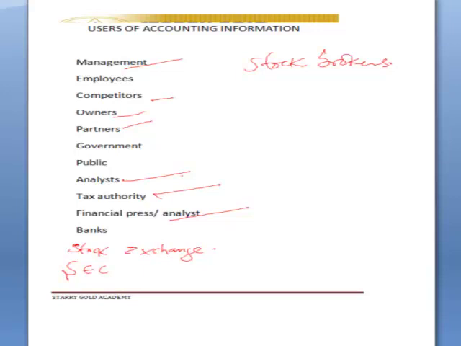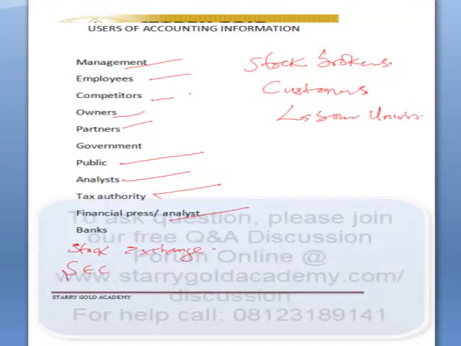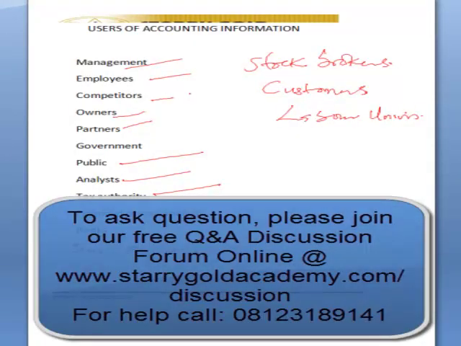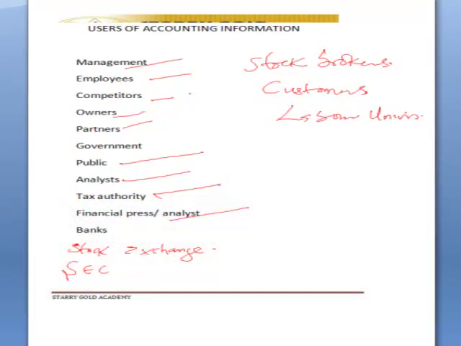The public are classified under groups. So we have the public, and we have customers. We have labor unions. That is under the public that are interested. Labor unions are also interested in the financial statement of a company. And employees also find their way here. They want to know if they are properly remunerated, considering the financial returns of the company in question.